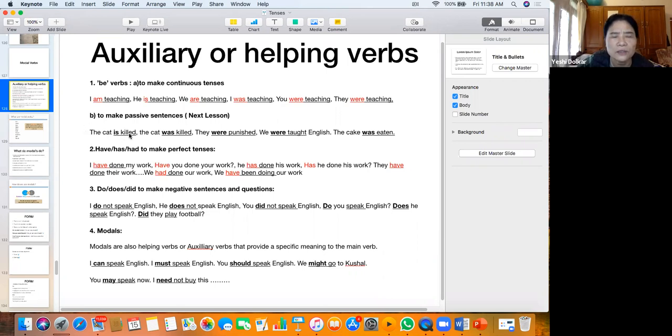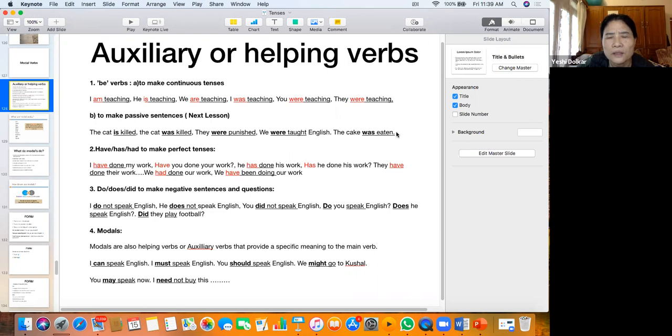So when you say is killed, this is a passive verb. We'll do this in detail. So you see is helping killed over here. The cat was killed, the past tense. They were punished. We were taught English. The cake was eaten. So this be verb is also helping to make a passive verb.